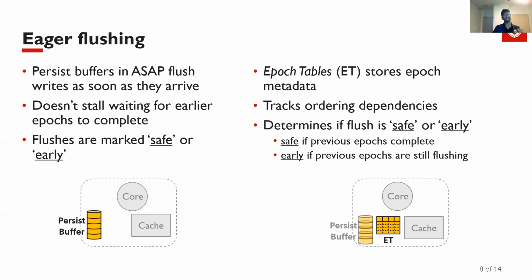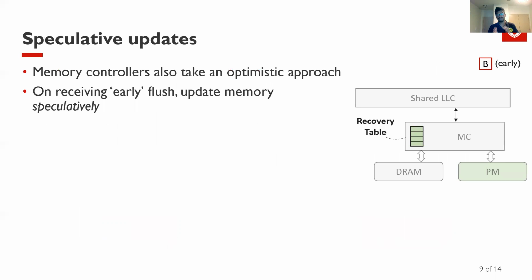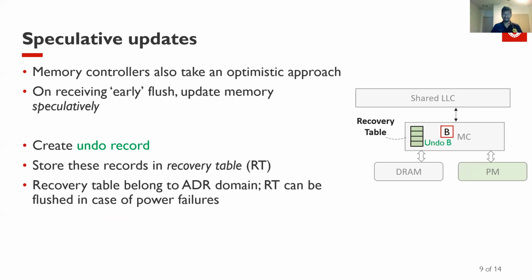Now, why is this distinction required? Because the memory controller in ASAP treats them differently. Safe flushes are treated like normal flushes in systems today, but when an early flush arrives, it tries to update memory speculatively with this value. But before doing so, it reads the old value from memory, creates an undo record, and stores such records in a structure we call the recovery table. As mentioned earlier, the ADR domain is extended to include the recovery table in the memory controller. In case of a failure, the recovery information in this table is used to unroll the effects of speculative updates.